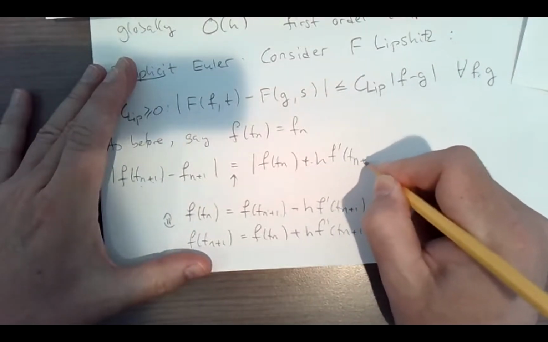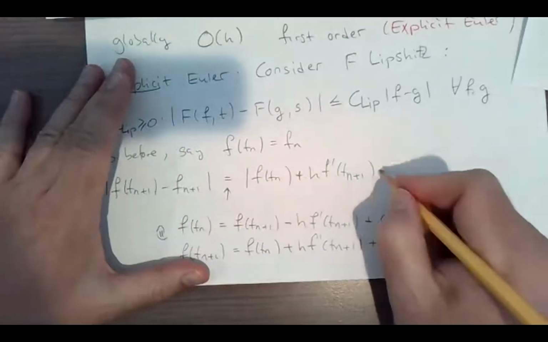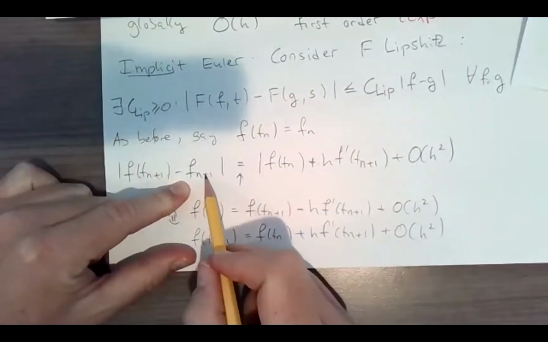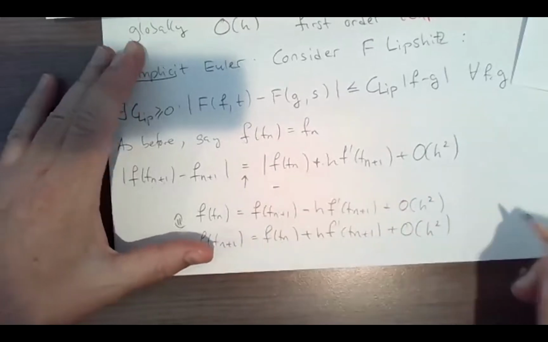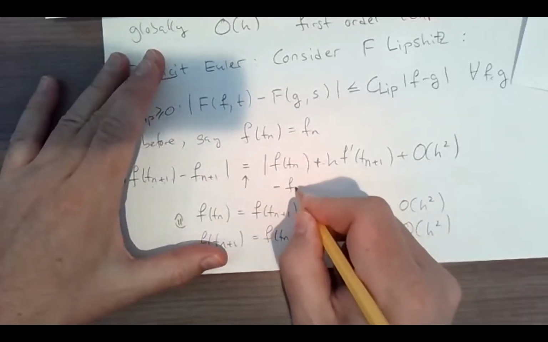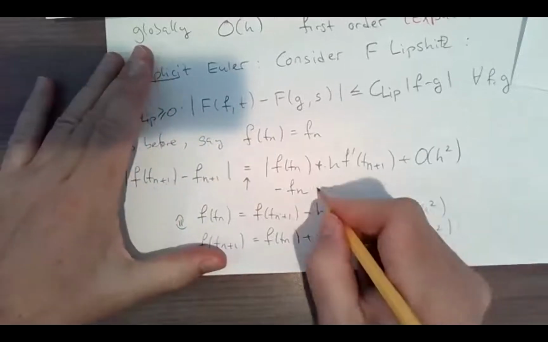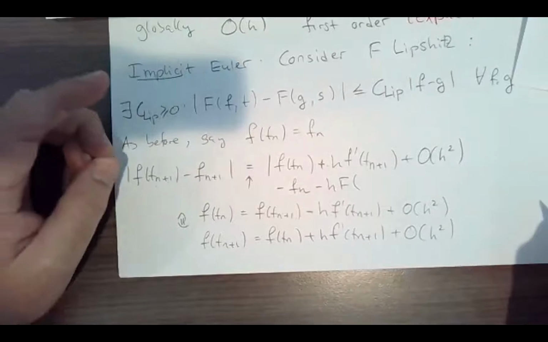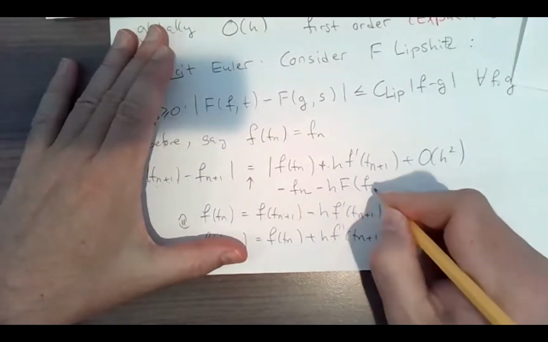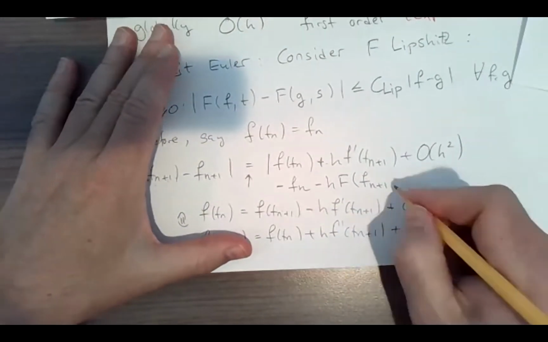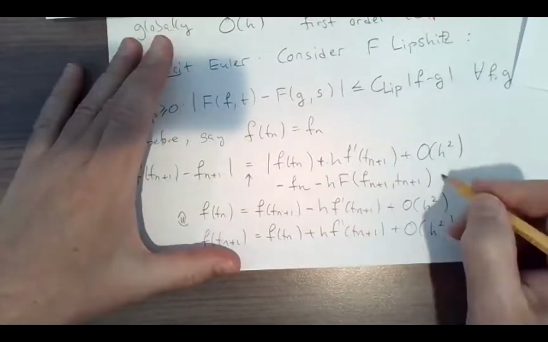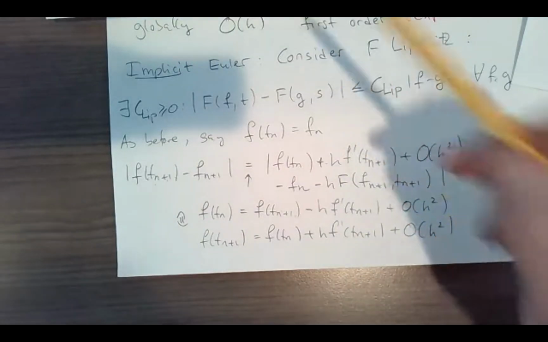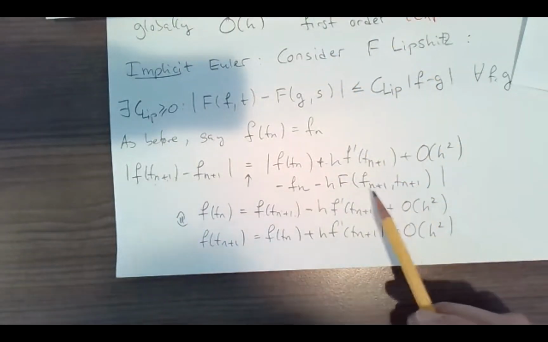This is t_{n+1} plus my error. And then I need the Euler. This time I'm going to use the implicit Euler. So there will be a minus. And then the implicit Euler will say this is f_n minus h F, and now I have to evaluate here at t_{n+1}. So that was a big difference between what we did before and what we do now. Before we just had n here, now we have n plus 1.